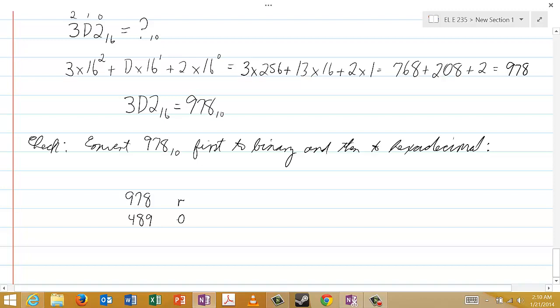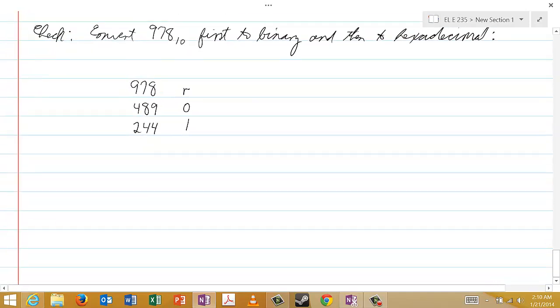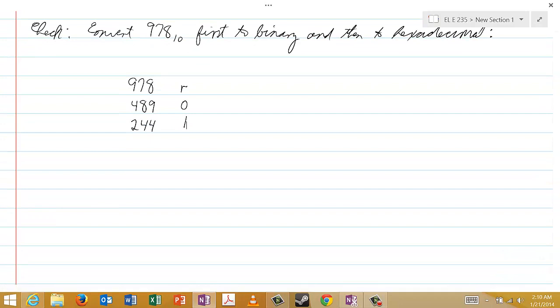If we divide 489 by 2, we'll get 244 with a remainder of 1. If we divide 244 by 2, we'll get 122 with a remainder of 0. 122 divided by 2 will be 61, again with a remainder of 0. 61 divided by 2 will be 30 with a remainder of 1.